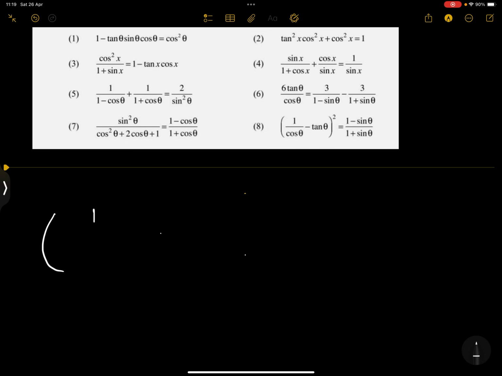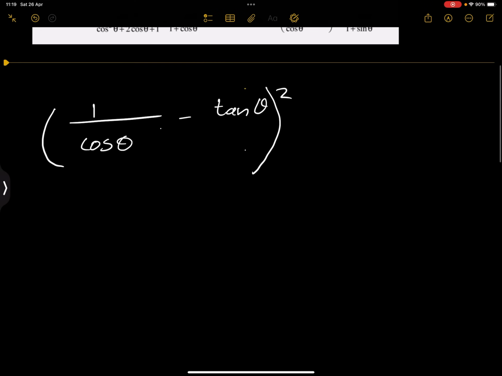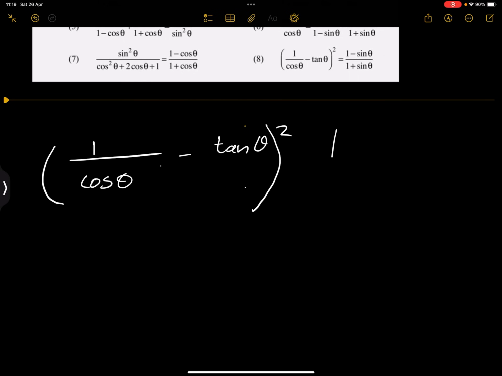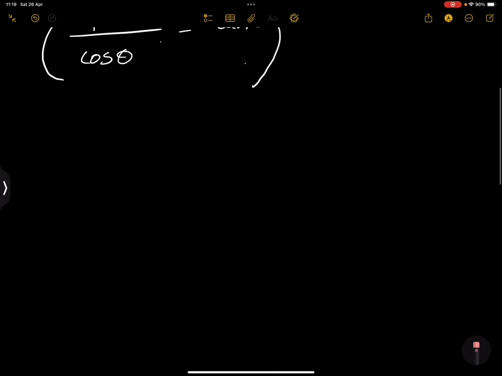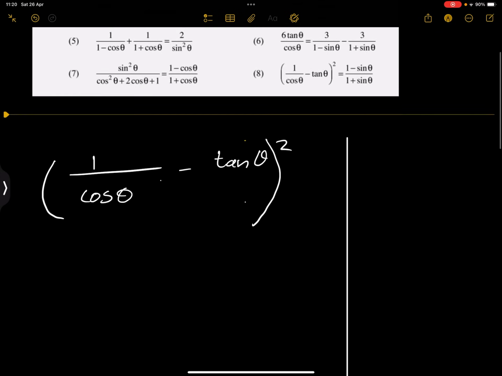So we've got 1 over cos of theta minus the tan of theta, okay? And this is all squared. And they want us to prove that this is equal to 1 minus sine theta over 1 plus sine of theta. Just like I did number 7, I want to give you 2 ways in which you can do this.